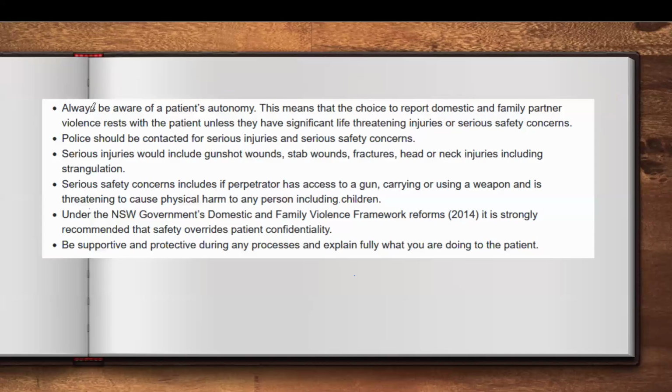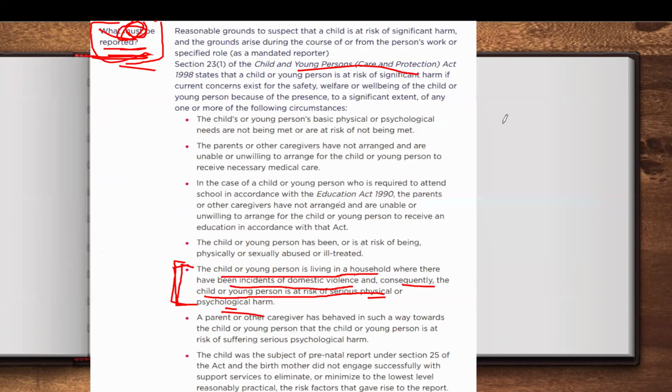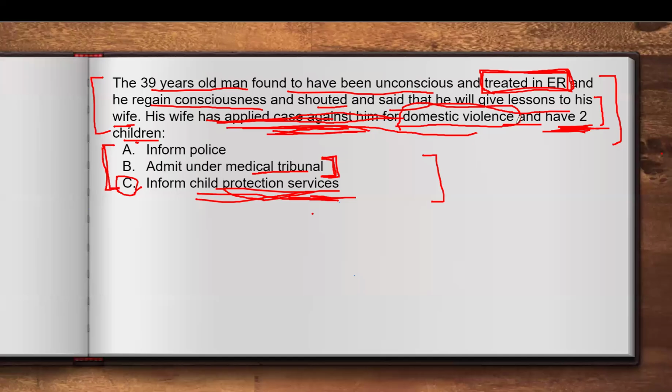So regarding the patient, always be aware of patient's autonomy. Choice to report domestic and family partner violence rests with patient. Okay. So we can inform this mother, this wife, that you can report to the police.